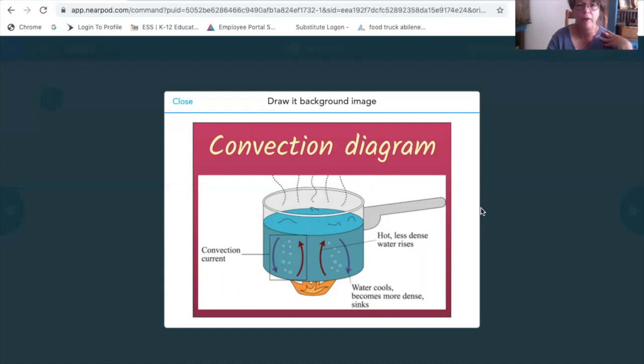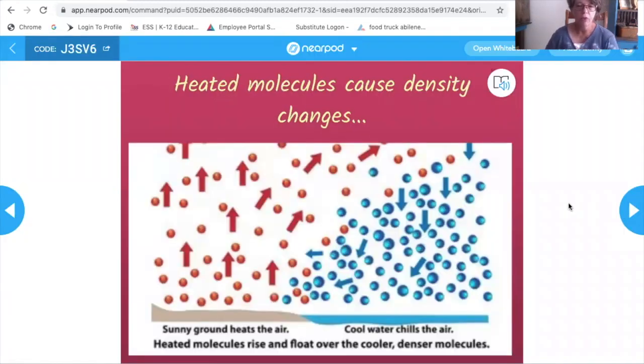So when we talk about density, remember that the more dense something is, the heavier it feels. And so there's a correlation between density and heaviness, or density and lightness. All right, so let's take a closer look at those molecules.